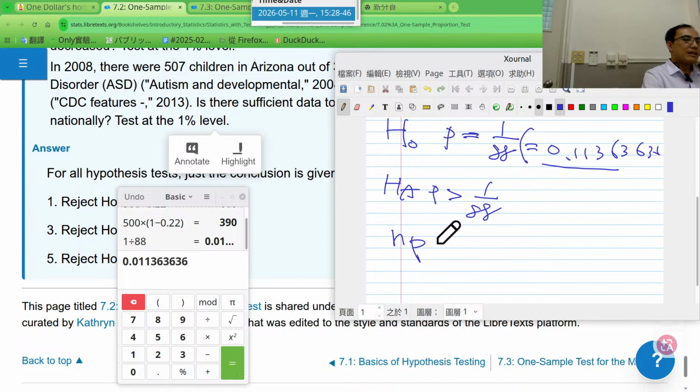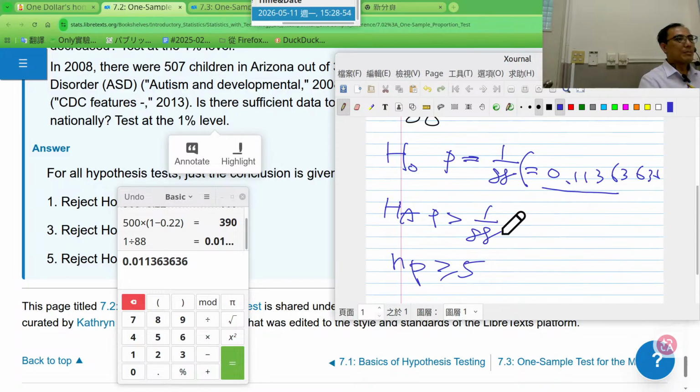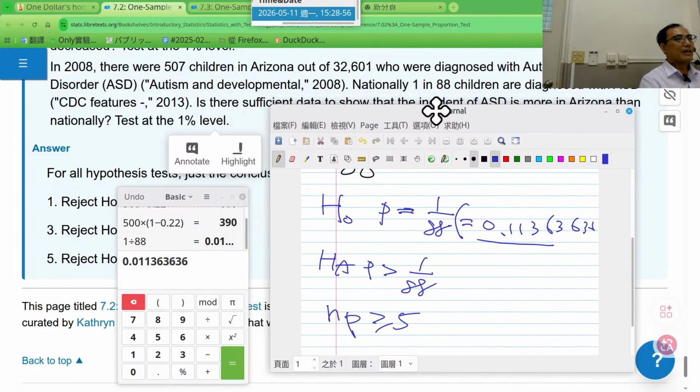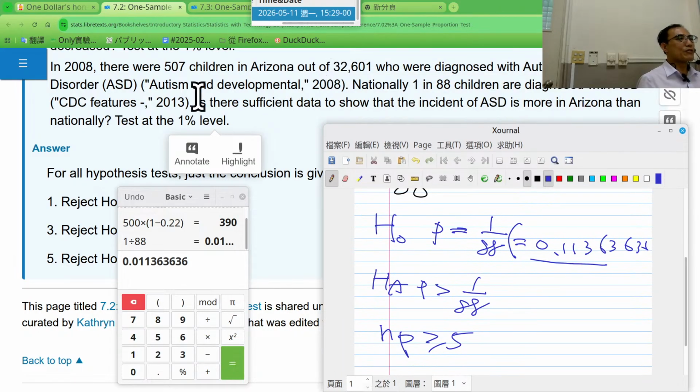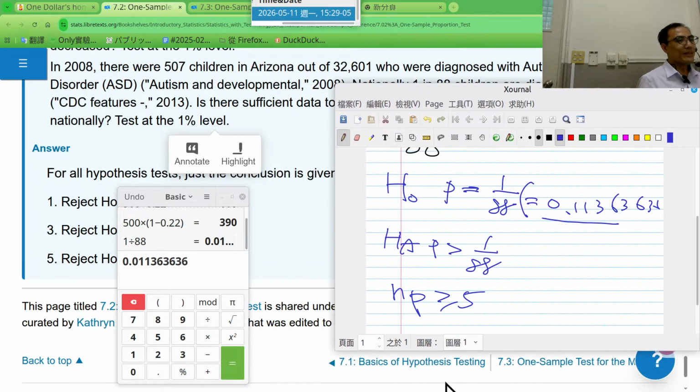NP should be greater than or equal to 5. Let's calculate N, the population. So how about the N? Should I use 32,000 or 507 as the N? Who can tell me?